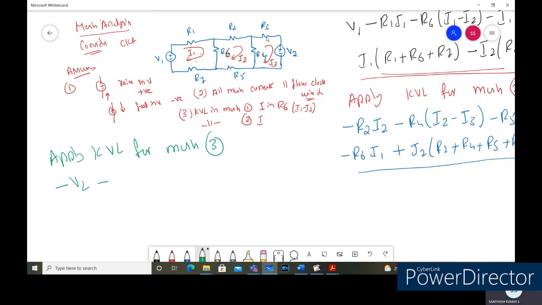minus, and the drop across the resistance R4 is minus R4 into (I3 minus I2), and the drop across the resistance R3 is minus R3 into I3, is equal to 0. Let us simplify this one.